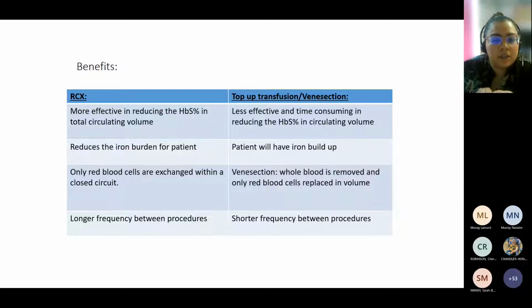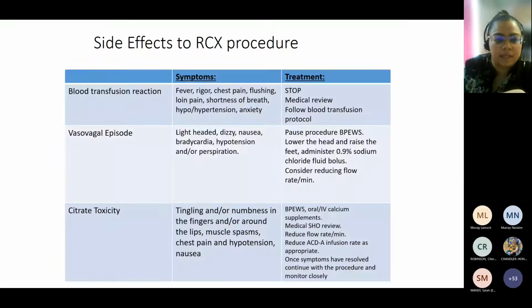So with red cell exchanges, as I said, it's only the red cells that are exchanged in a closed circuit, whereas a venesection will remove whole blood. So if you're sitting there with a cannula and pulling blood out manually with a syringe, you're pulling out whole blood, you're not able to separate that and return the plasma, etc., in the technical ways that a red cell exchange could. Red cell exchanges also provide longer intervals between procedures. So we have patients currently that come sort of 5 to 6 or 7 weekly for exchanges, whereas with top-up transfusions, it could vary from 2 to 4 weekly, depending on how active the bone marrow is and how well we're achieving a low S%.